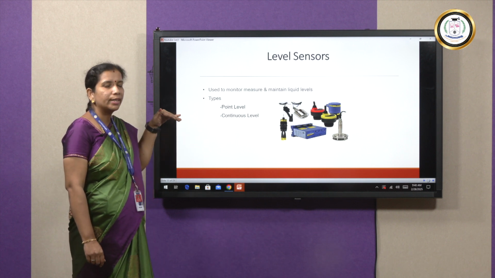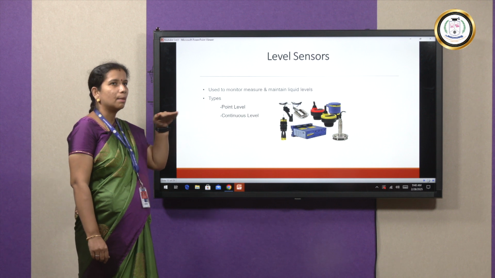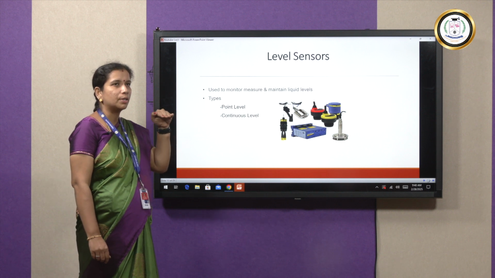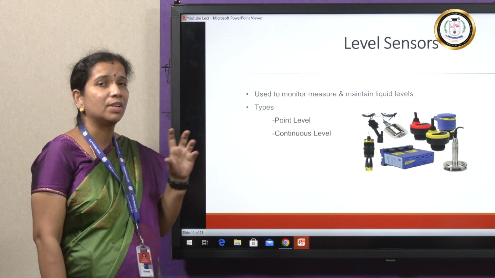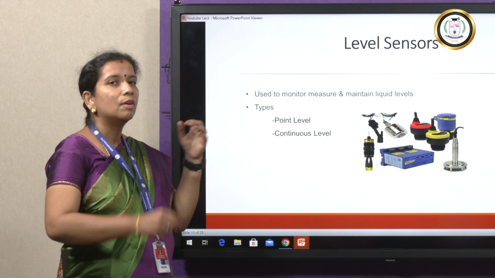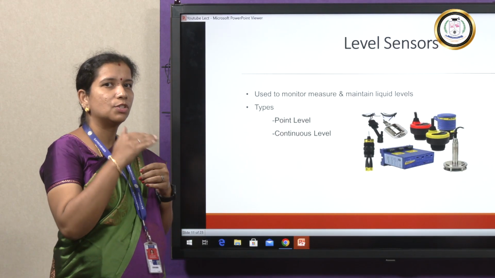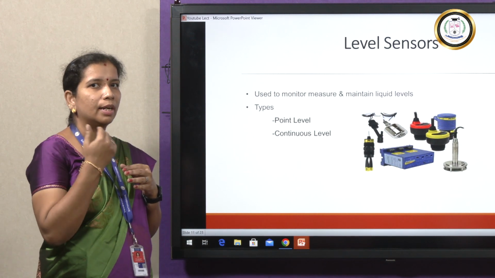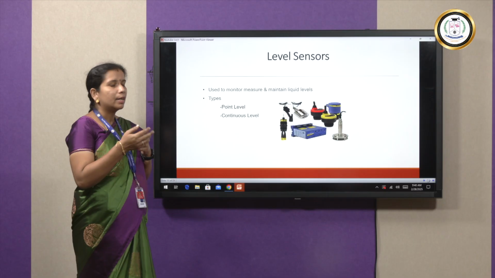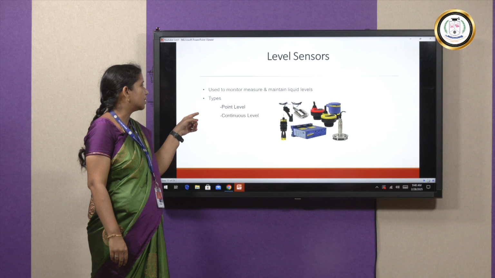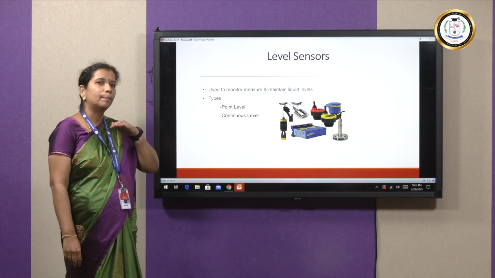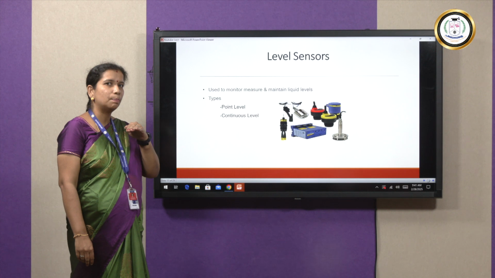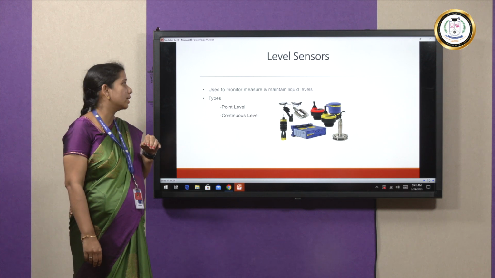What does the point level sensor mean? Here we can maintain the level of a liquid to a particular point. For example, in our home, in the motor system, we can have this point level sensor. When the water level in the tank reaches a particular point, the motor will switch off automatically, right? That is the use of the point level sensor. Next is the continuous level sensor, which is used to monitor the level of the liquid continuously.